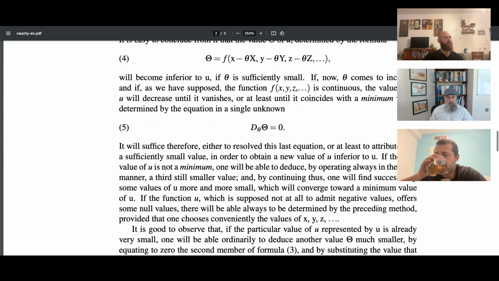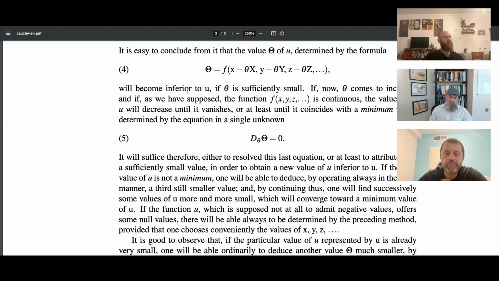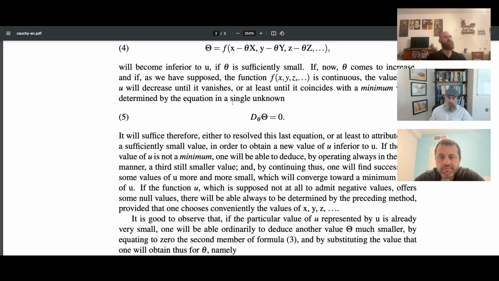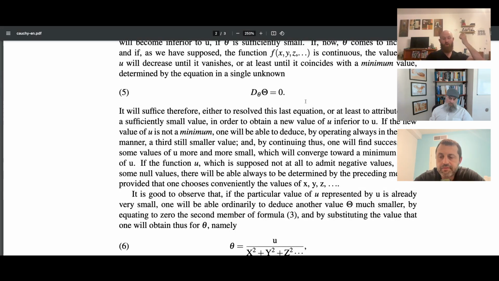He says this equation will become inferior to u, meaning lower, if theta is extremely small. And he says, if now theta comes to increase, and if, as we suppose, the function f of x, y, z is continuous, the value of capital theta of u will decrease until it vanishes, or at least until it coincides with a minimum value determined by the equation in a single unknown, d of capital theta equals 0. So it might come to a local minimum.